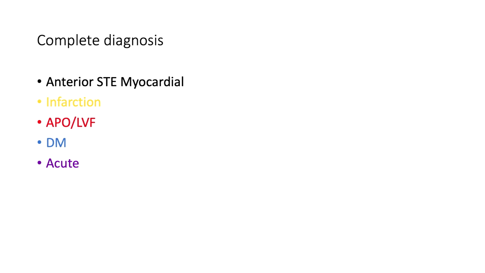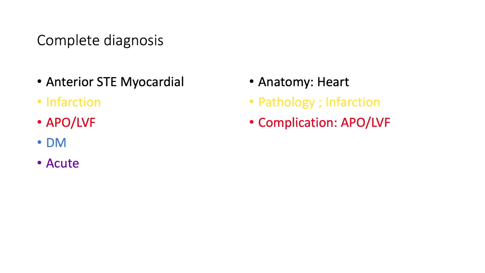So the complete diagnosis is this. Actually, diagnosis should have 5 elements in it. Anatomy has to be there, pathology, complications has to be there, and then etiology and the temporal nature, which is called acute, subacute or chronic. So this is what you need, called a complete evaluation of a patient. You need to have all these 5 elements fulfilled for you to have a complete diagnosis.